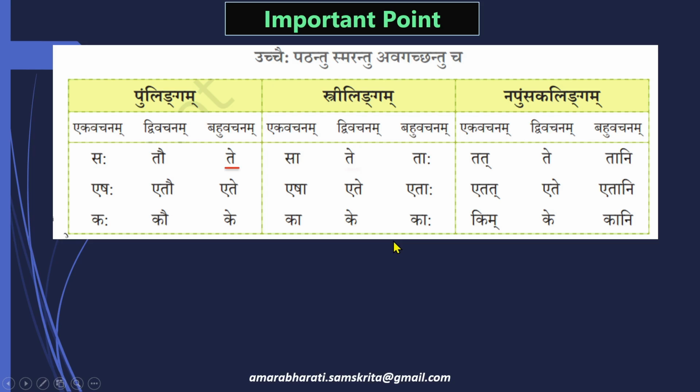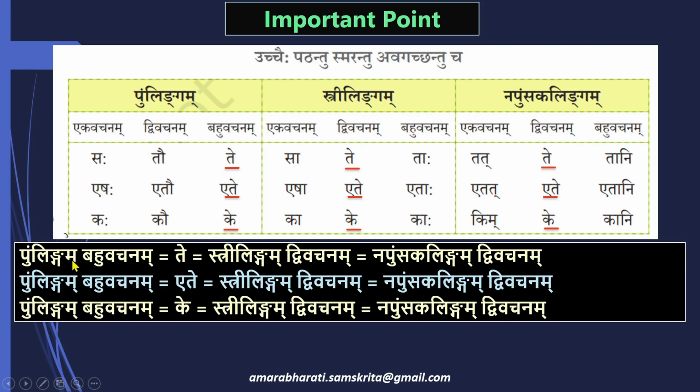If you take these entries, te is Pullingam in Bahuvachanam. Te is also Strilingam in Dvivachanam. Te is also Napumsakalingam Dvivachanam. Similarly, ete is Bahuvachanam in Pullingam and Dvivachanam in Strilingam and Napumsakalingam. Similarly with ke. So what we observe is that Pullingam Bahuvachanam te is the same as Strilingam Dvivachanam, which is the same as Napumsakalingam Dvivachanam. Similarly in ete and ke.